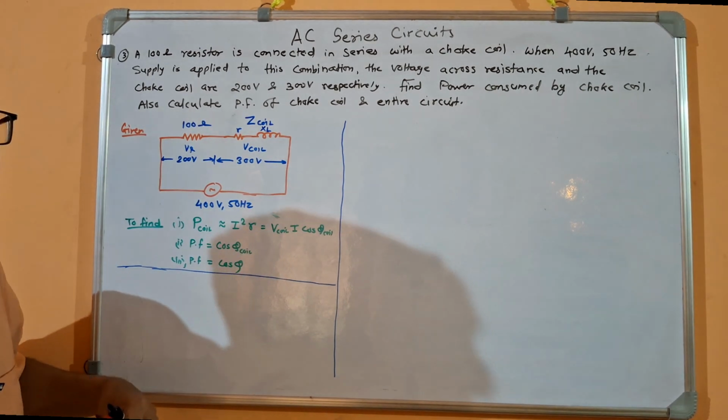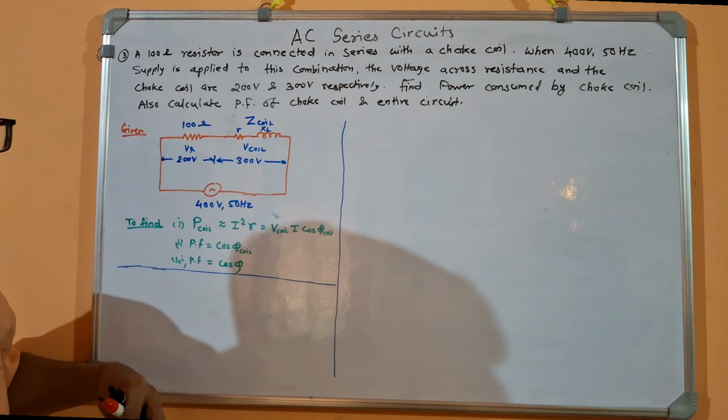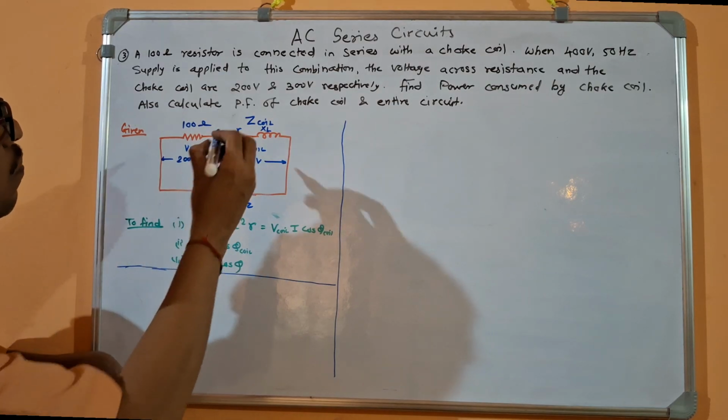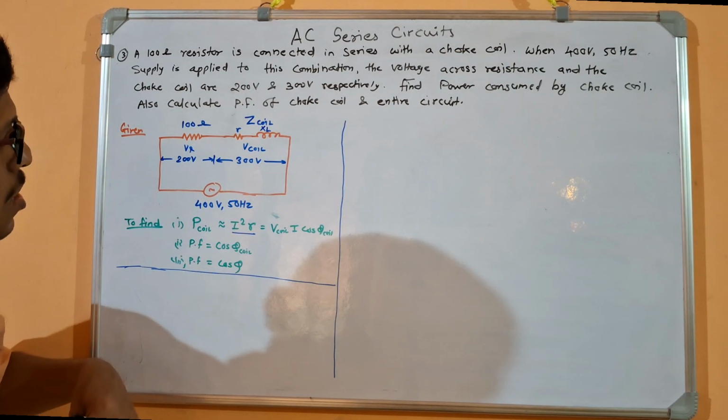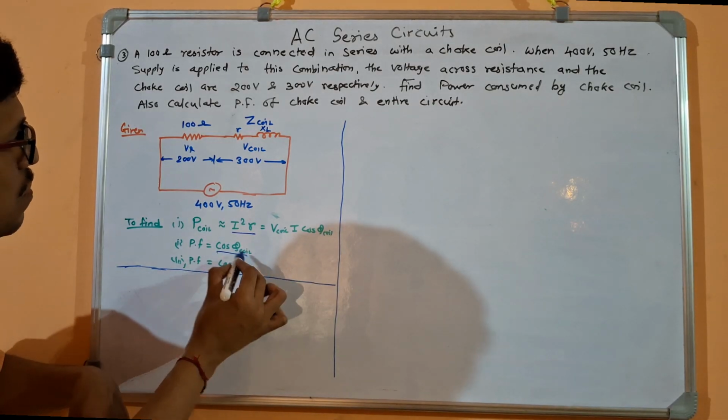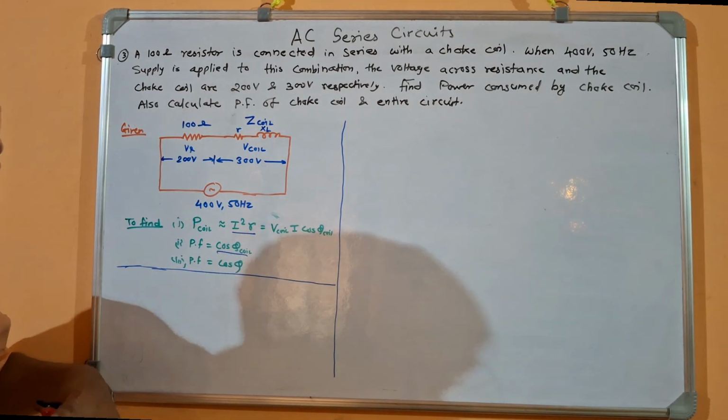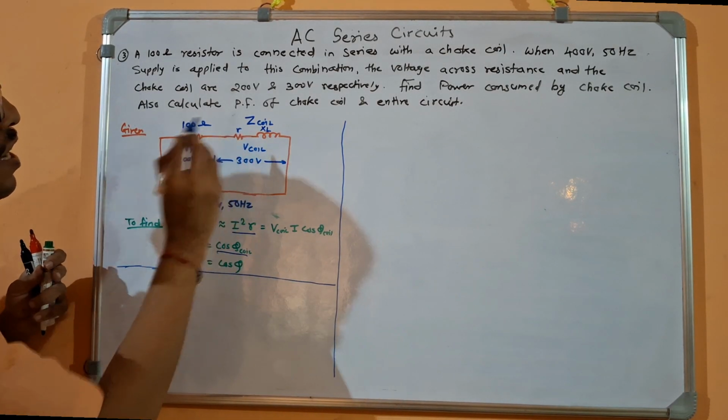So our first intention is to find R and XL, because when you find R and XL, then only we can go for this formula, that is I square R. Even cos phi coil we can find. Okay, so how to find Z coil?